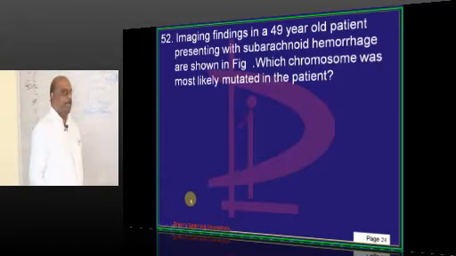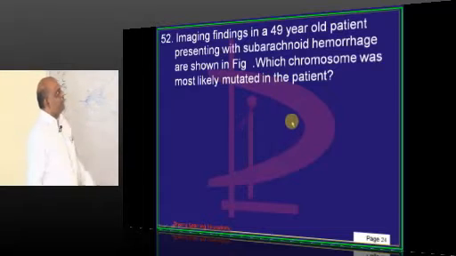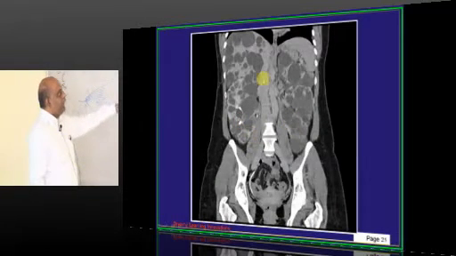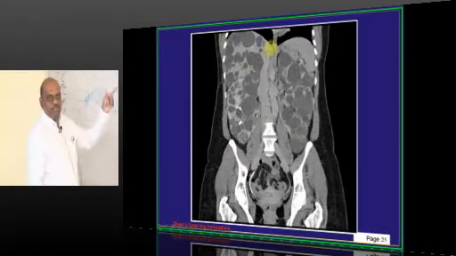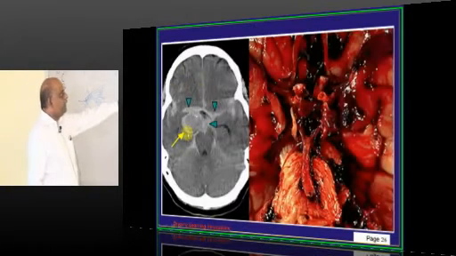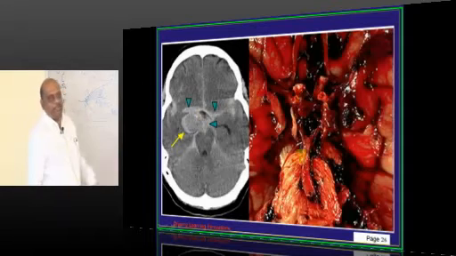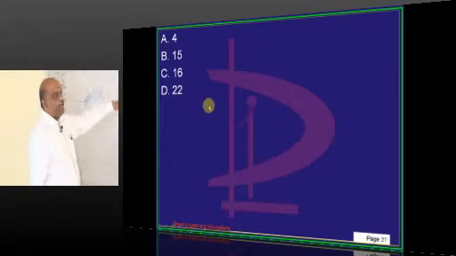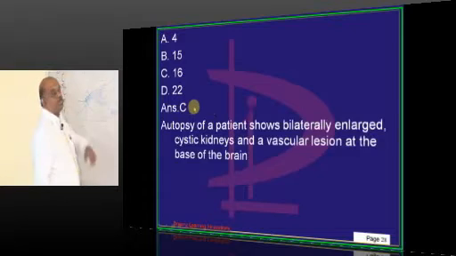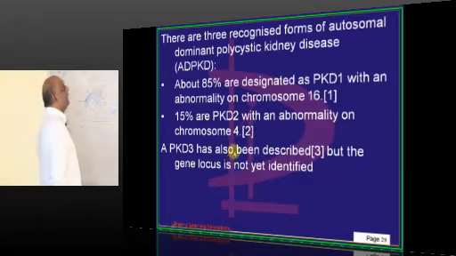Don't forget. Now, a 49-year-old with subarachnoid hemorrhage is being shown. What do you find here? Lot of cysts in both the kidneys. And subarachnoid hemorrhage is there. And what is shown here? A berry aneurysm, which has undergone the rupture. So, where do you find the combination of the two? ADPKD. And what is the chromosome number of ADPKD? Sweet 16 is ADPKD, is what I want to underscore.